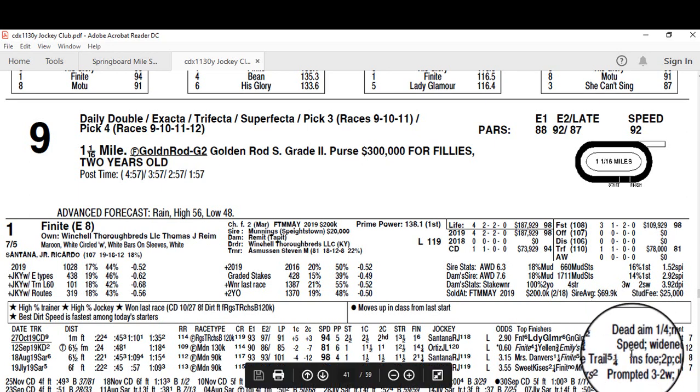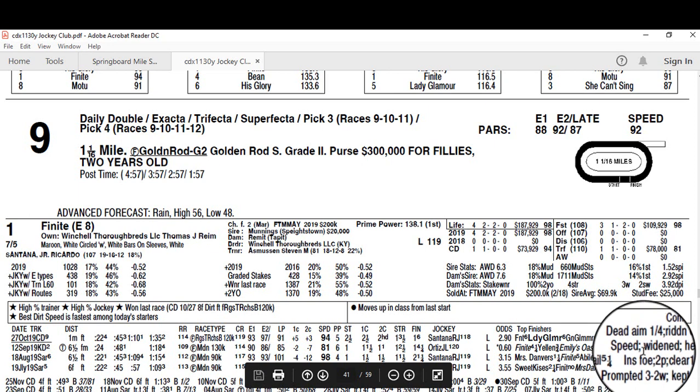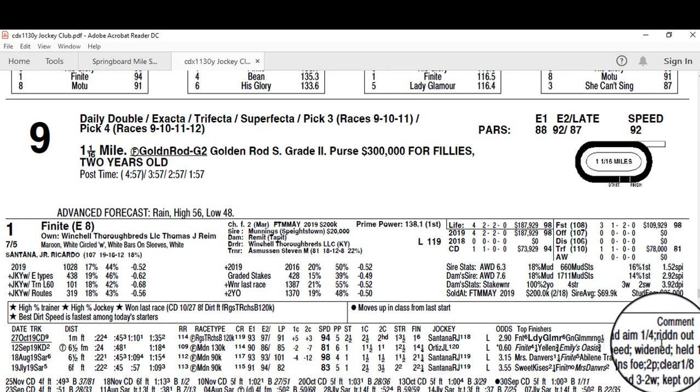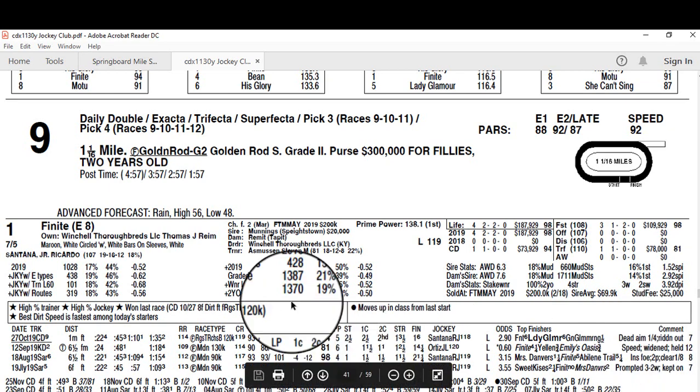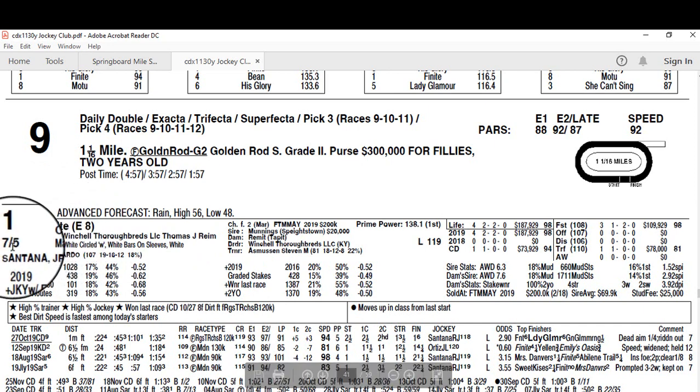So these are notes. You could see, like, the first race it ever ran, it prompted too wide. It kept on. It's clear, like this 2 races back, had speed, widened, held on to win. Dead aim. You're at the mercy of whoever's writing these notes, but ridden out, that's a good sign. That means they had plenty left. So all signs point to this horse, Finite, being a legitimate 7-5 morning line. So that's going to be your favorite right there.